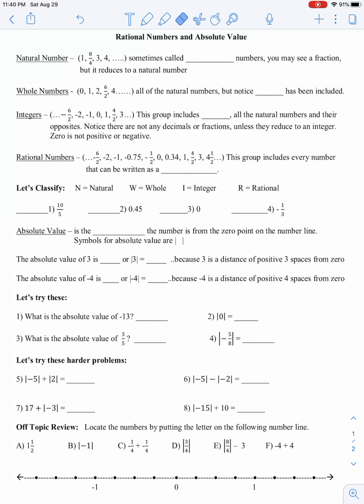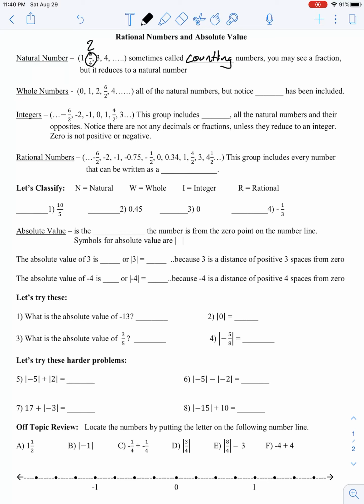So we're going to get going with some definitions here first. First of all, we've got what we call our natural numbers. These are all the numbers that we count with. They're going to include 1, we've got 8 over 4 in our list, 3 and 4. These are often called counting numbers. We see a fraction in our list, but we want to remember that this 8 over 4 I can divide out into 2. So this is a natural number because 8 over 4 is equal to 2.